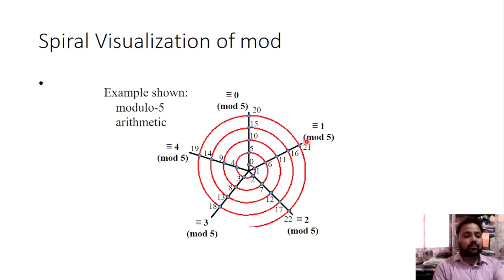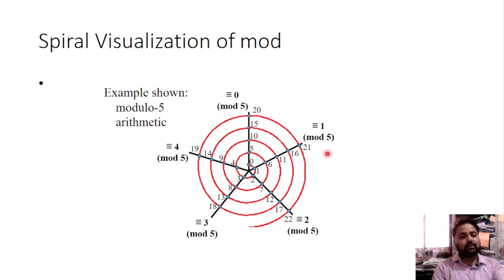So here we can use this concept that for the modulo 5 arithmetic, this is congruent to 1 mod 5, this is congruent to 2 mod 5, this is congruent to 3 mod 5, this is congruent to 4 mod 5, and this is congruent to 0 mod 5. It means 5 divides 20 for the remainder 0, 5 divides 15 for the remainder 0, 5 divides 10 for the remainder 0, and 5 divides 0 for the remainder 0.